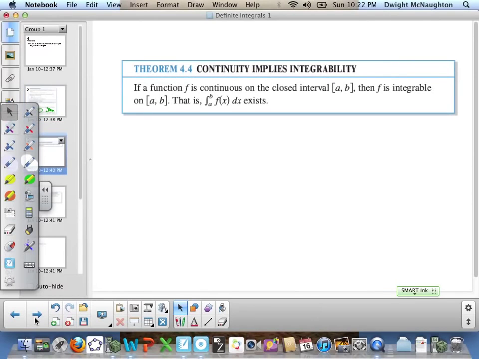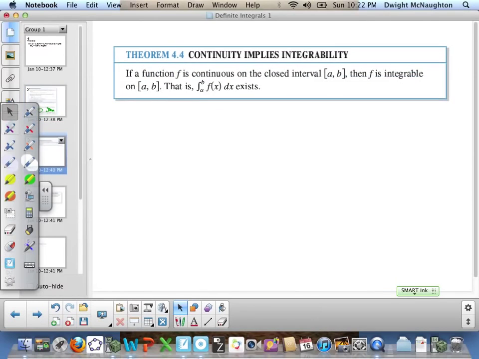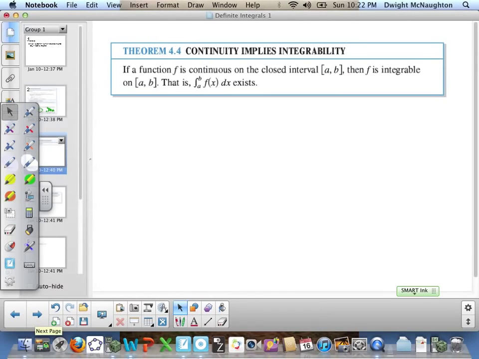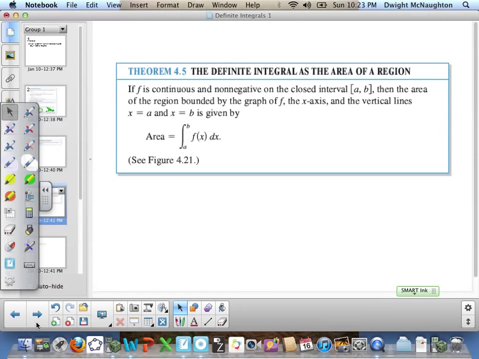First off, continuity implies integrability. So if a function is continuous, you can find the area underneath it. That makes a lot of sense. If the line doesn't have any gaps, you can find the area underneath it. That is, the antiderivative from a to b with respect to x exists.